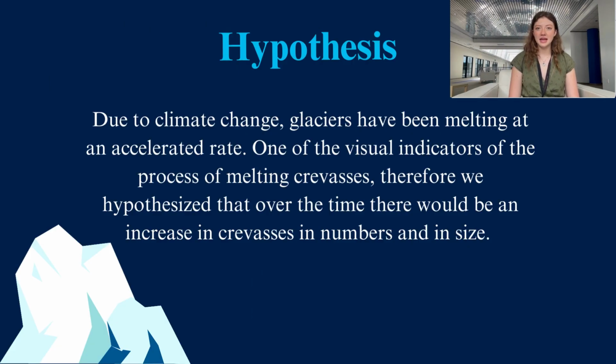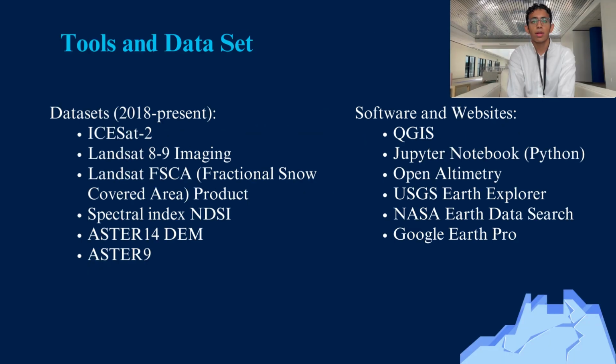Our hypothesis states that due to climate change, glaciers have been melting at an accelerated rate, and one of the visual indicators of the process of melting is crevasses. Therefore, we hypothesize that over time there would be an increase in crevasses in both numbers and in size. We developed a multi-instrument approach to fuse different products in order to evaluate crevasse structure as well as their appearance.